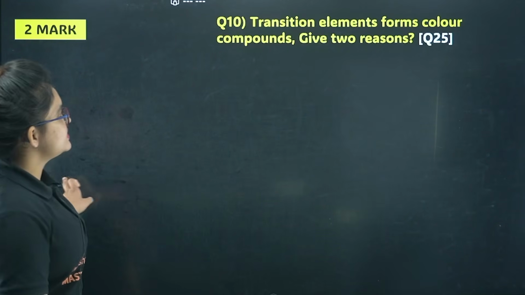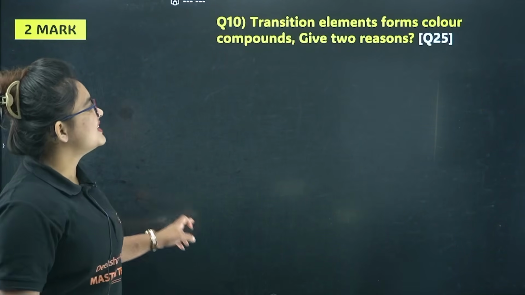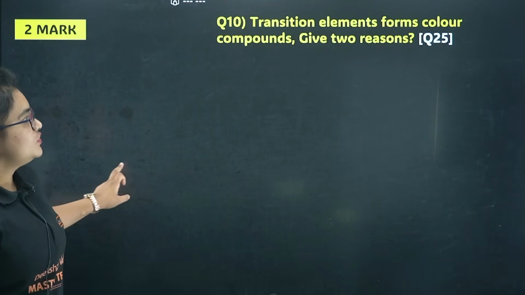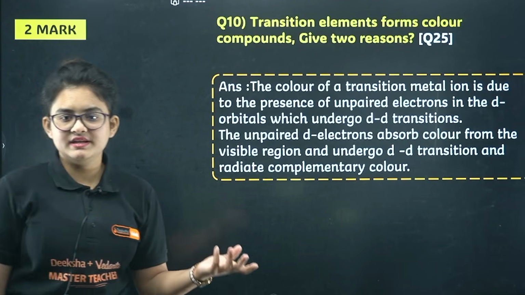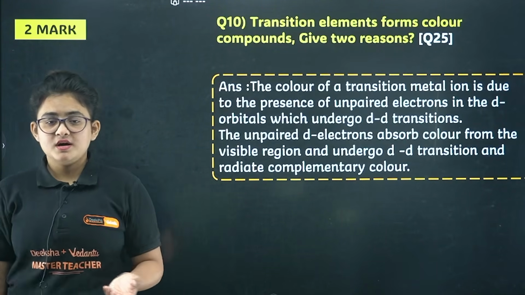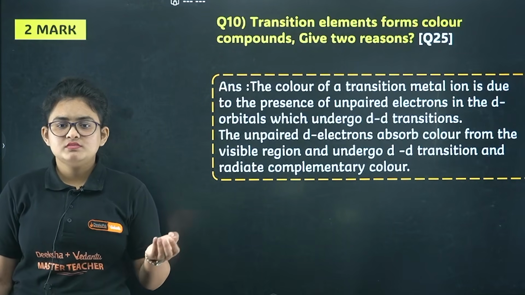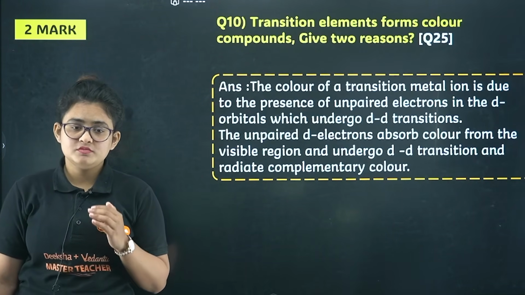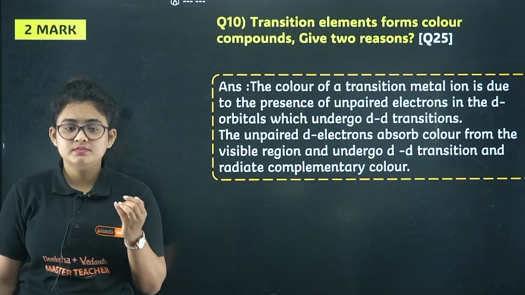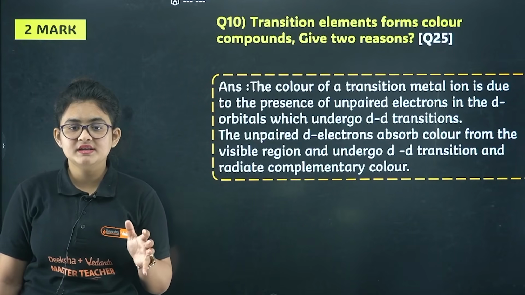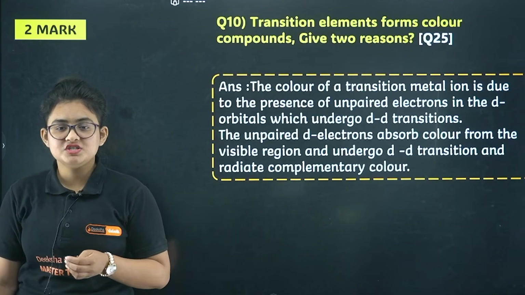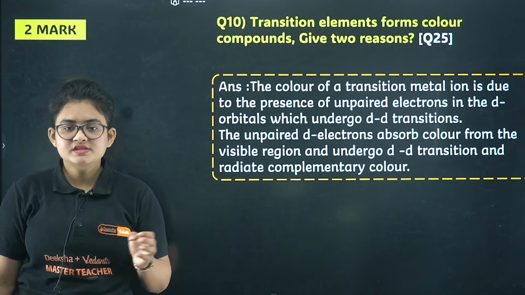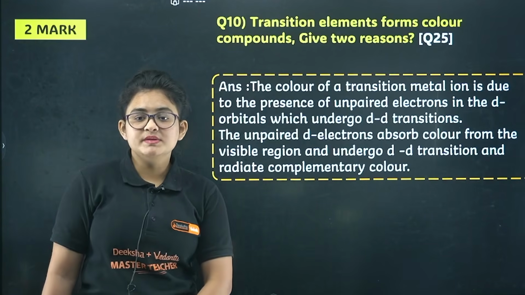Let's proceed. Transition elements form colored compounds. Give two reasons. First, it is a d-d transition, which I already explained. So an unpaired electron should be there and a partially filled d orbital should be there. It will undergo d-d transition, right? As a result of this, it will radiate the complementary color.